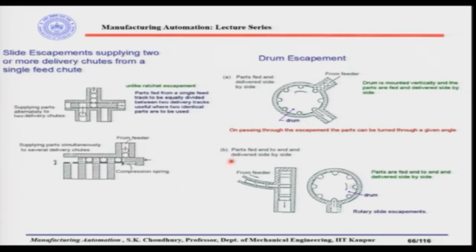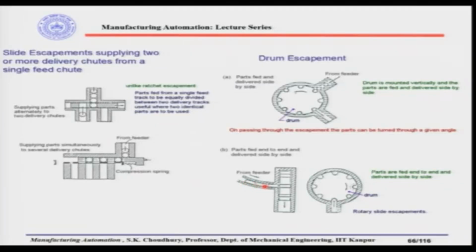Now, here is another principle: parts fed end to end and delivered side by side. It may be required that parts come in a certain position, and the assembly machine will accept the part in another position, for example. Okay. So, here the parts are coming end to end and they are delivered side by side, and this is the rotary side escapement, which is the example shown here. This is similar to this.